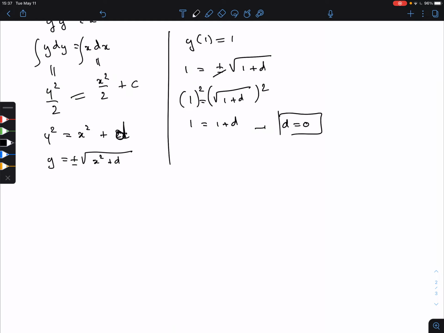So what is my solution? My solution here is y equals the positive radical of x squared, which actually is just plus 0, right? And I have the feeling that I did something wrong. What did I do wrong here?